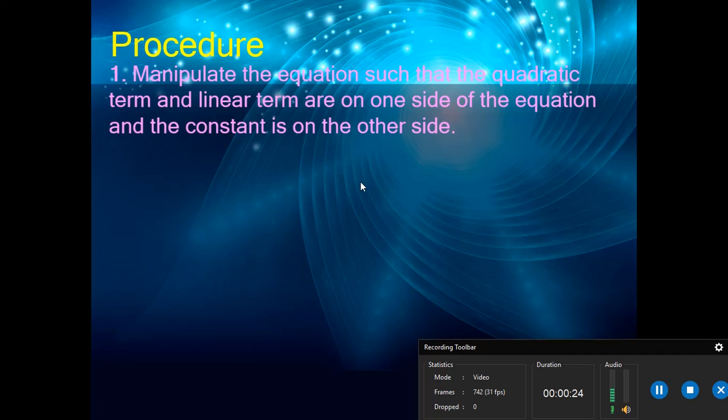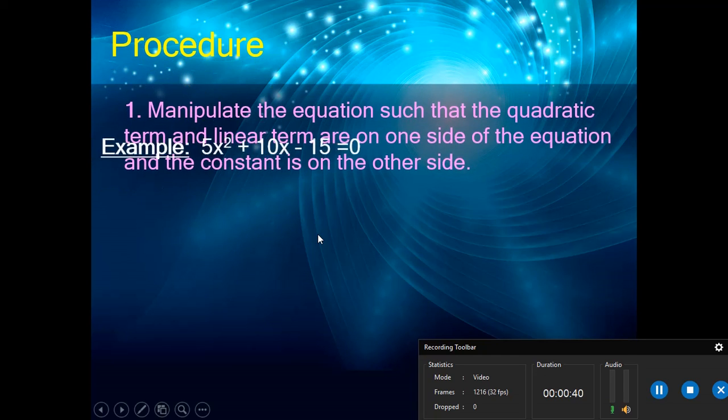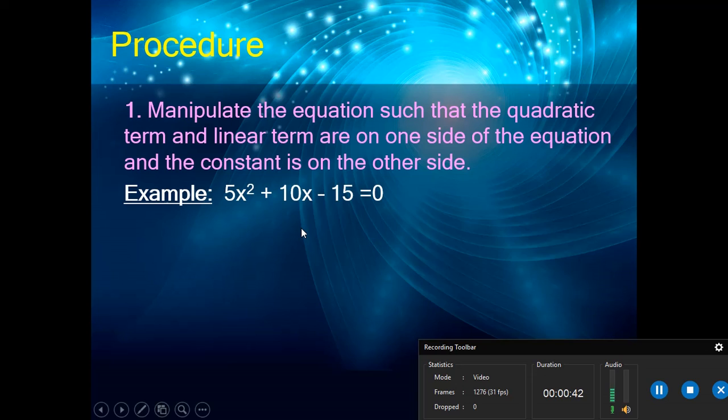So we're going to start with step 1. When we see the quadratic equation, we want to make sure that we separate it so that the quadratic and linear term are on one side, usually the left, and the constant is on the other side. We're going to use this example as we walk through the steps. So what I want to do is add 15 so that I can move it over to the right-hand side. And now I've completed step 1.